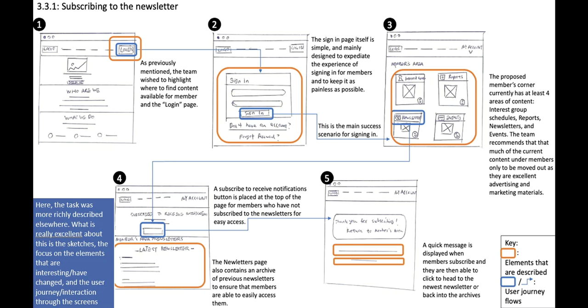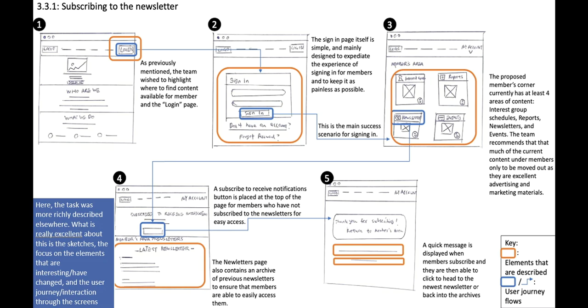For things like images, you can see squares with X's in them, and they typically represent images. Again, we're not trying to get a high fidelity prototype. We're just looking at the very basic elements on the page. In this particular case, the task is fairly richly described. What's excellent about this are the sketches and the focus on the elements that are interesting, have changed, and the user journey and interaction through the screen. So there's no mistaking what happens.